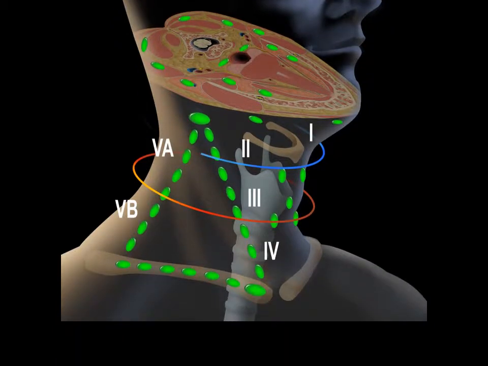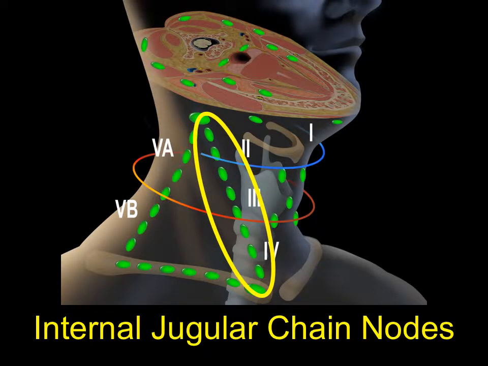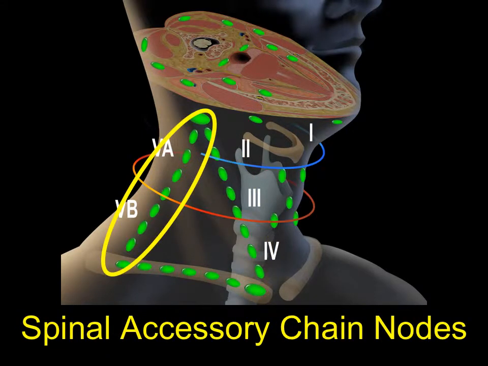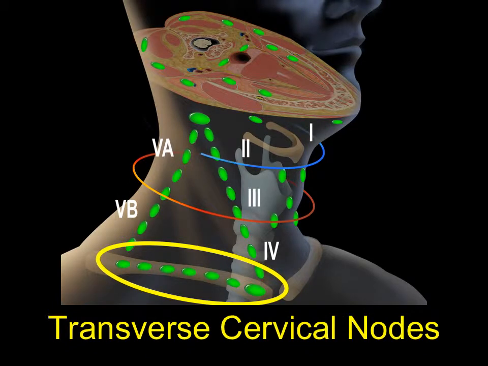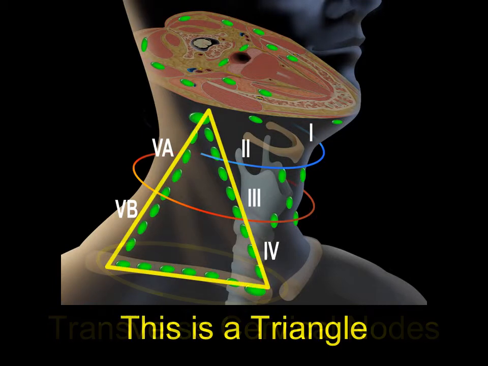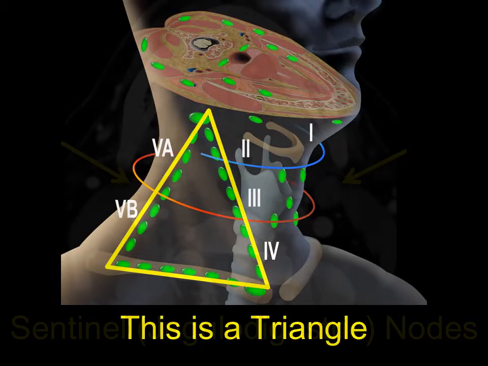Anteriorly along the internal jugular vein, there's this chain of nodes. So that is the internal jugular chain nodes. Posteriorly, we have the spinal accessory chain nodes. And inferiorly, connecting those, is the transverse cervical chain of nodes. So together, those lymph node chains make a triangle in the cervical soft tissues, and those are important in terms of lymphatic drainage of pathologies, specifically cancer.